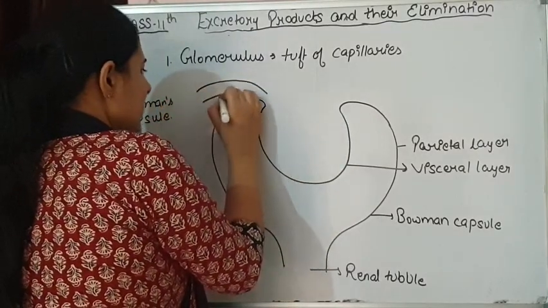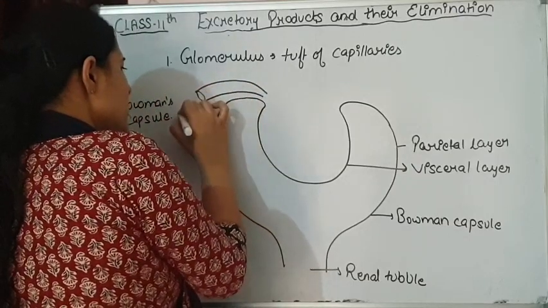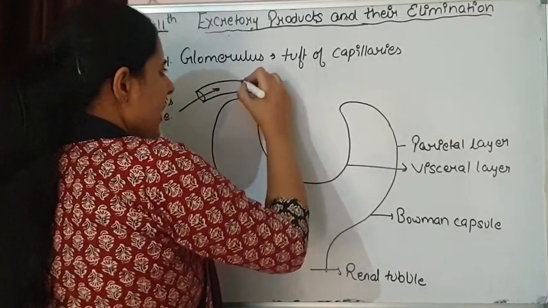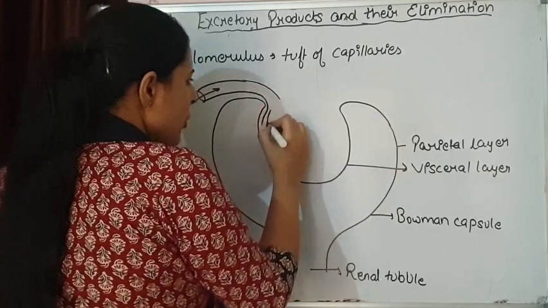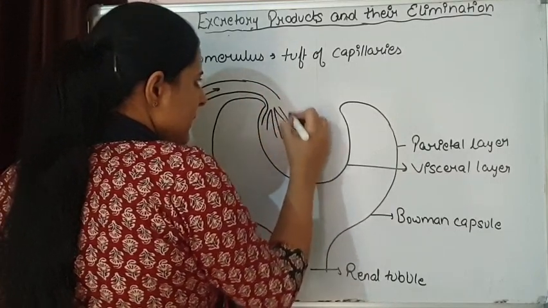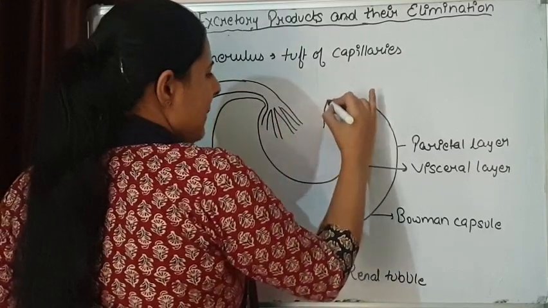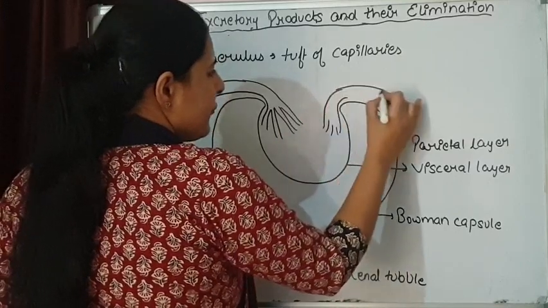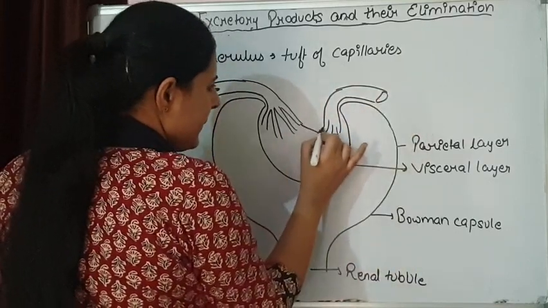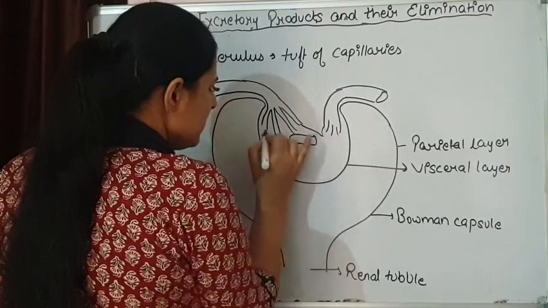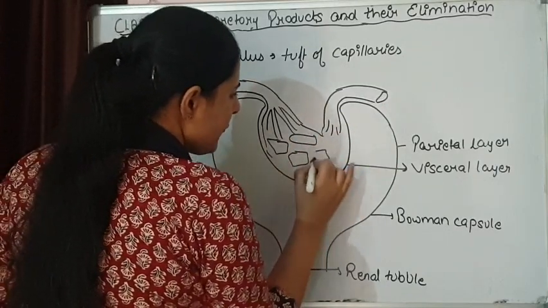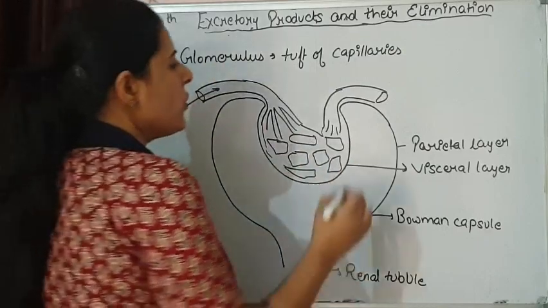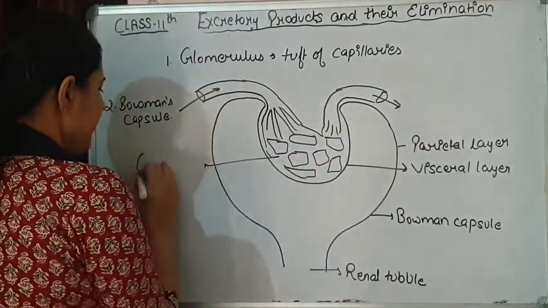The afferent arteriole is going to carry blood. This afferent arteriole over here bifurcates into a number of capillaries. There is division into capillaries, and these capillaries are again aggregating to form the efferent arteriole. So, over here a tuft of capillaries is formed, and this tuft of capillaries is known as glomerulus. This is glomerulus.